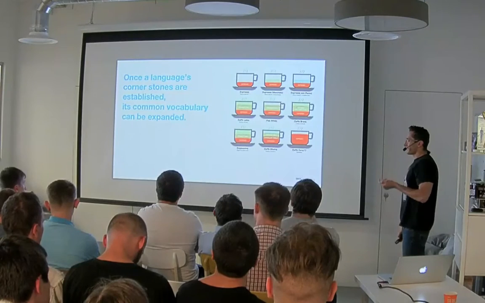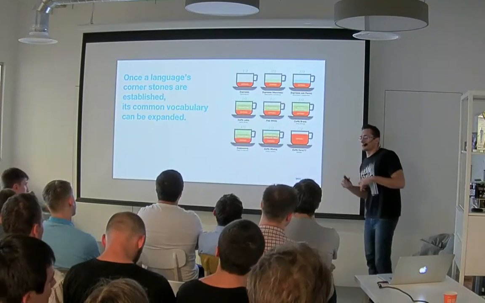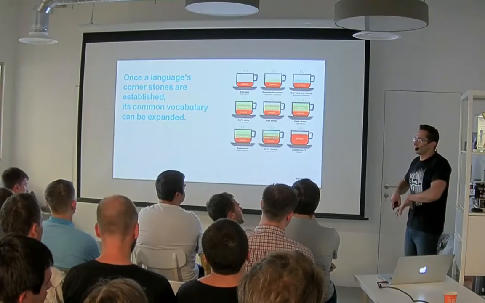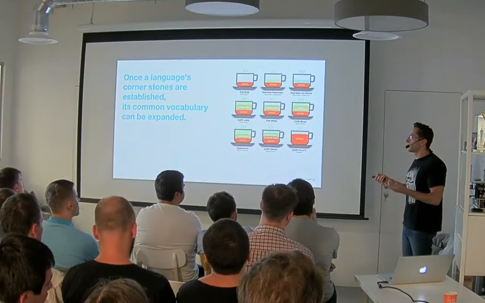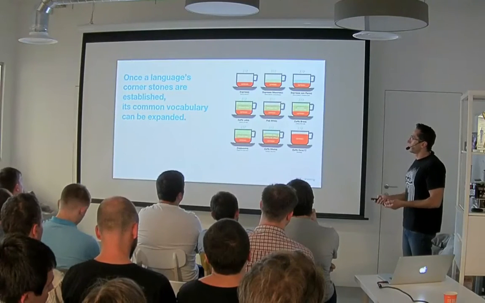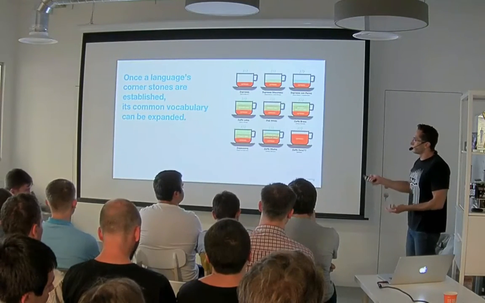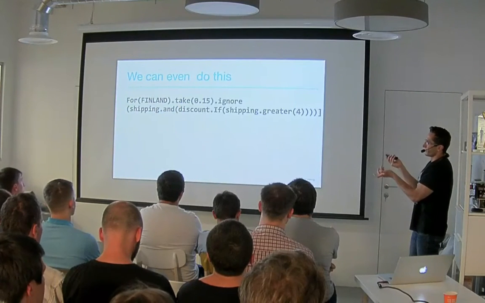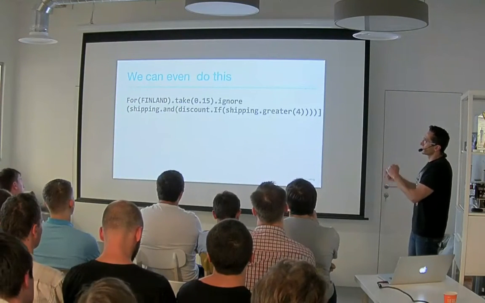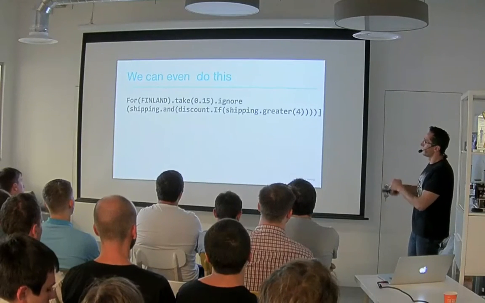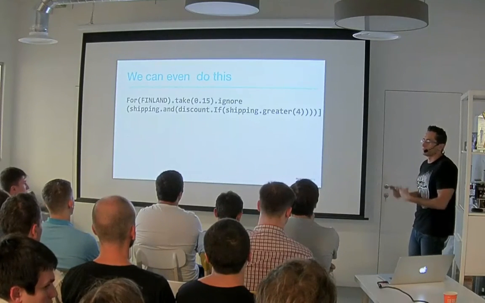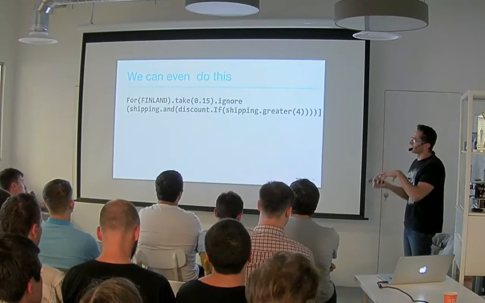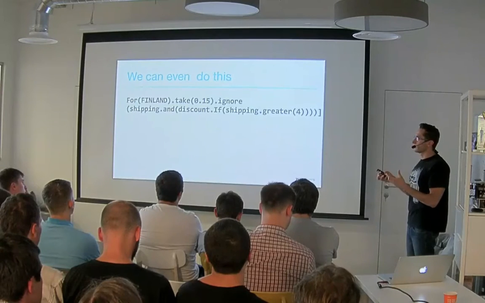So if you remember, in the beginning I told you that once we've established the basic building blocks of the language, we can grow it into something bigger and more expressive. Although we didn't have a requirement for the next slide, we can now support even this kind of stuff. For Finland, take 15, ignore shipping, discount if shipping greater than 4. And you can play around and expand it more and more. Because we built our building blocks correctly, every part can relate to a new part, and the logic can be combined.